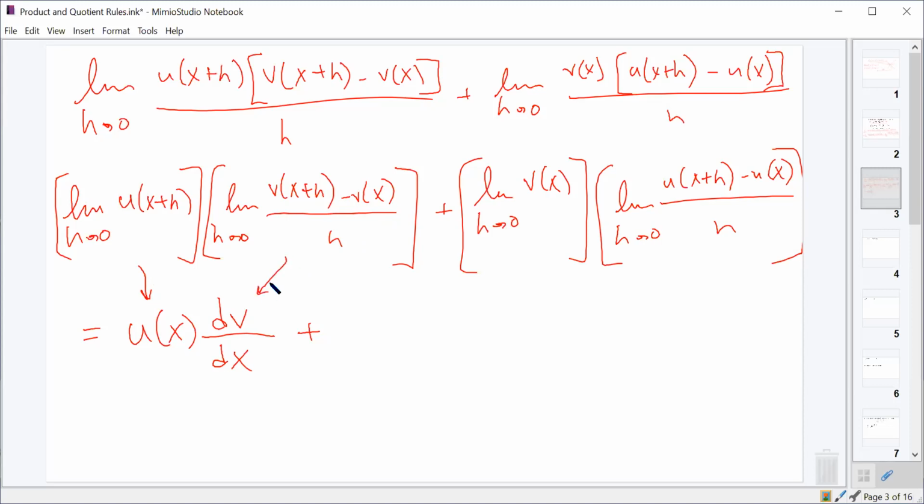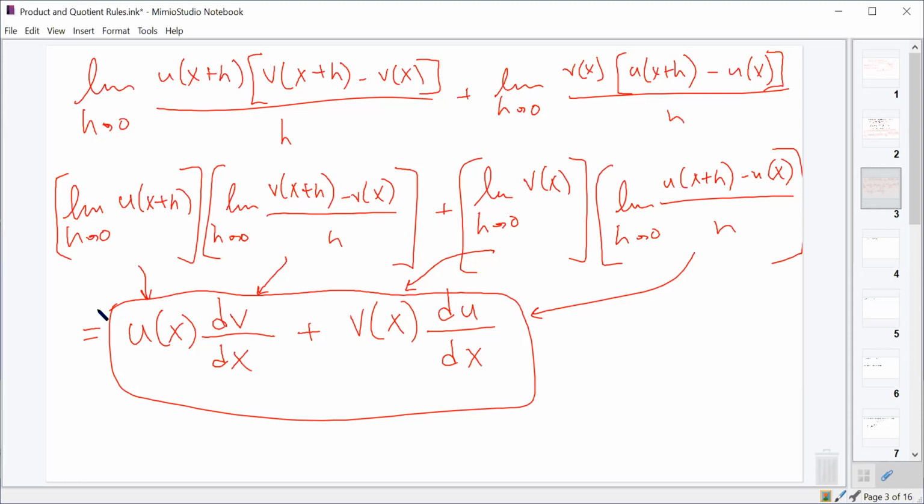Yes. Okay. And then what about this? As h goes to 0, v of x is, well, still just v of x. And as h goes to 0, u of x plus h minus u of x over h, that's the difference quotient of u. And so that's just the derivative of u. And this right here is exactly what I had on the previous page for the product rule. So this tells me that anytime I want to find the derivative of a product of two functions, I can use the first function times the derivative of the second, plus the second times the derivative of the first.